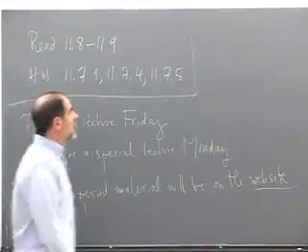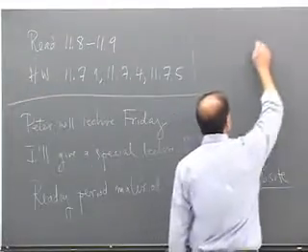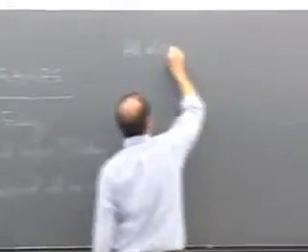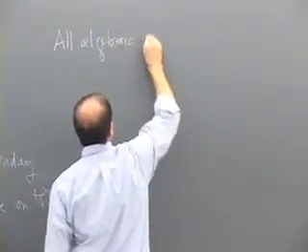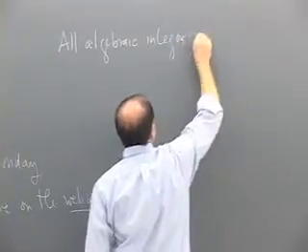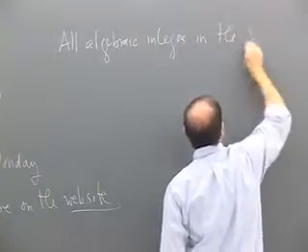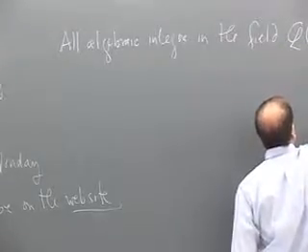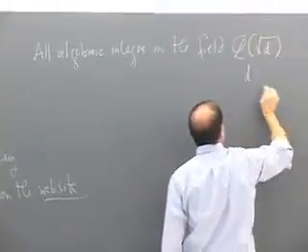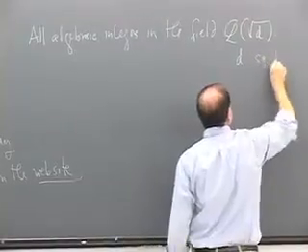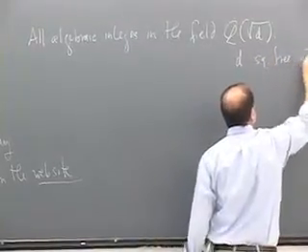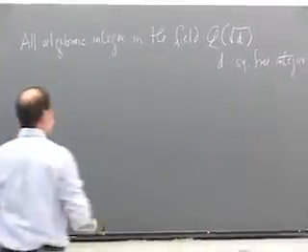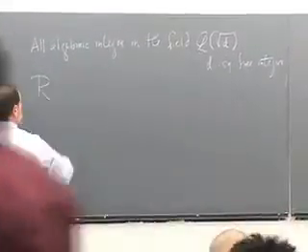Good. So where were we last time? Last time we determined what all the algebraic integers in the field Q square root of d were, where d was a square-free integer. And the algebraic integers formed a ring, which we'll call R.